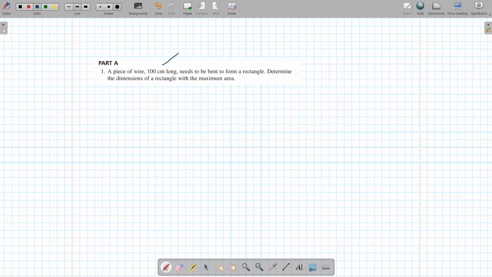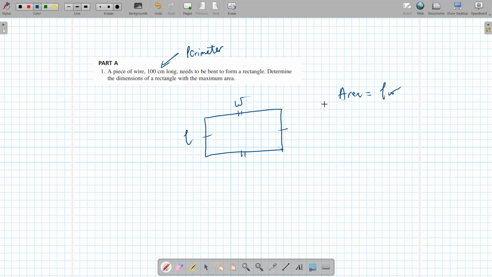They're going to give you a perimeter, right? This 100 is the perimeter. And then we want to form a rectangle, something like this. Let's say this is length L, let's say this is W. And then we need to maximize the area. The area of this rectangle is what in terms of L and W? L times W.